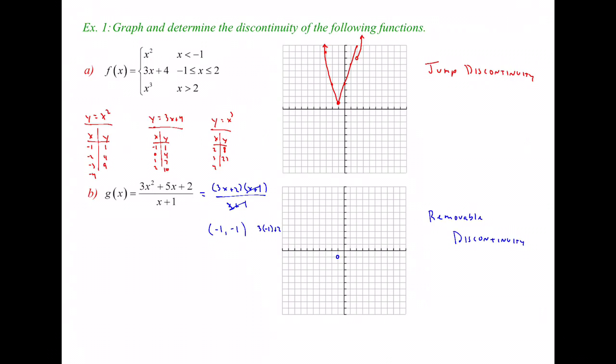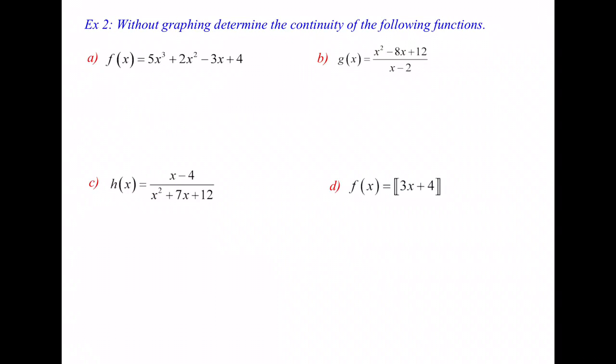And to graph this, all we have left is 3x plus 2, so we can graph that. It is linear with a slope of 3. And at that one point there is a break, so just make sure we don't graph through that. And there we go. So there's the graph, and there's the removable point. So that's removable discontinuity.